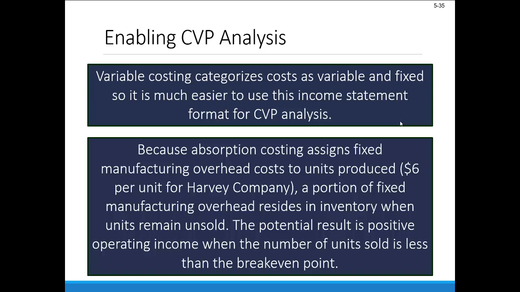Now, a couple other things to think about as far as implications go here. Variable costing categorizes costs as variable and fixed, so it is a better natural fit for CVP analysis. It's worth pointing out. Now, because absorption costing is assigning all those fixed overhead costs to units of product, we are deferring some of that fixed overhead in inventory when units are unsold. The result there is potentially that we could have positive net income even when the number of units we sell is less than our classic break-even point.